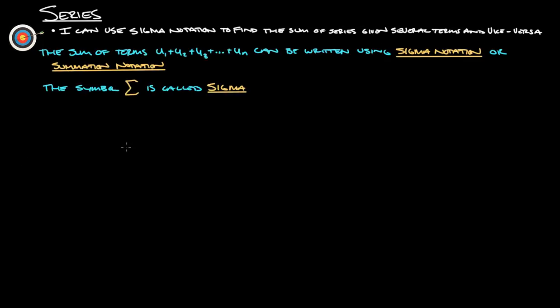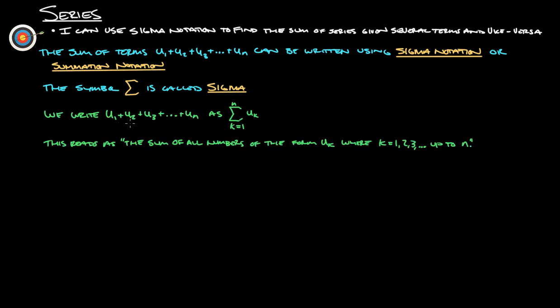All right, the sum of terms, u sub 1, first term, u sub 2, second term, u sub 3, and so forth, all the way up to u sub n, which in this case is the last term, can be written using sigma notation or summation notation. This symbol here, this funny looking E, is sigma, and that's why it's called sigma notation.